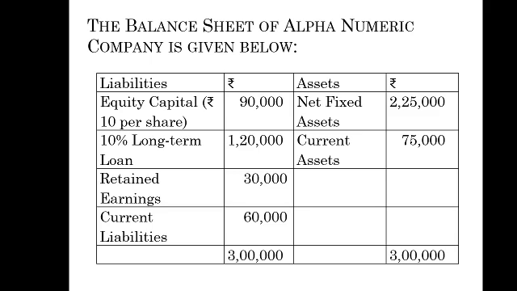Next, long term loan is there at 10%. So 10% is nothing but the interest rate. So 1,20,000 at 10%, interest on long term loan you need to pay annual 12,000. Then they give retained earnings, current liabilities, and here fixed assets and current assets.